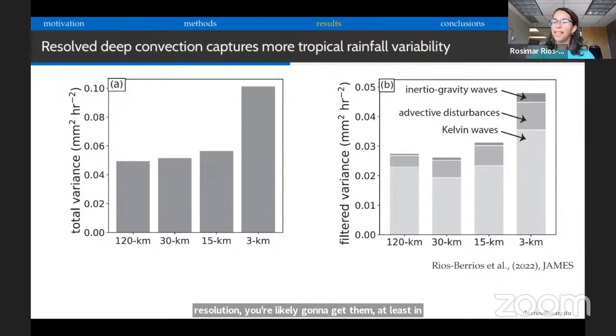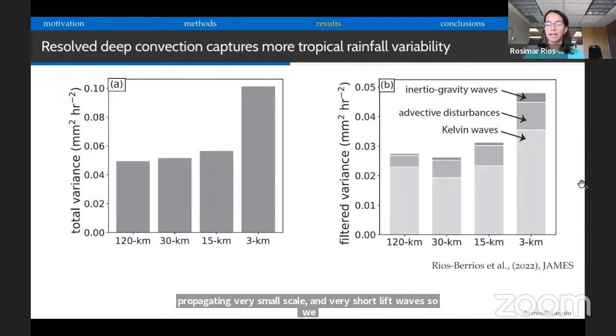But if you pay attention to the other 2 kinds of waves, there's a lot more variance in those waves at 3-kilometer cell spacing than in the other simulations. And that means that the 3-kilometer experiment, with its resolved deep convection, is capturing a lot more of those westward propagating, very small scale and very short-lived waves. So we can take a look into more detail.